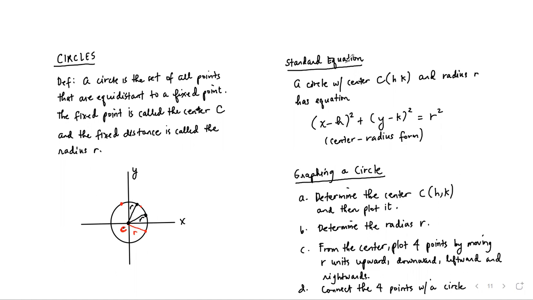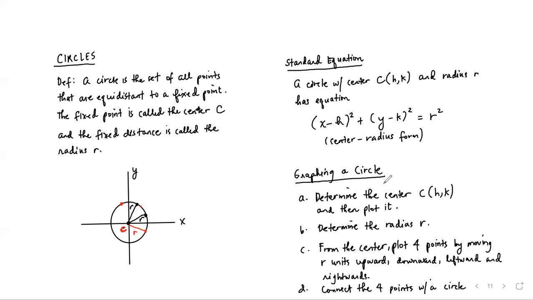Now, the standard equation of a circle having a center C with coordinates (h, k) and radius r is (x - h)² + (y - k)² = r². And we call this the center radius form. So to graph a circle, it is important that the equation of the circle is written in the standard form so that we can easily identify its center and radius.